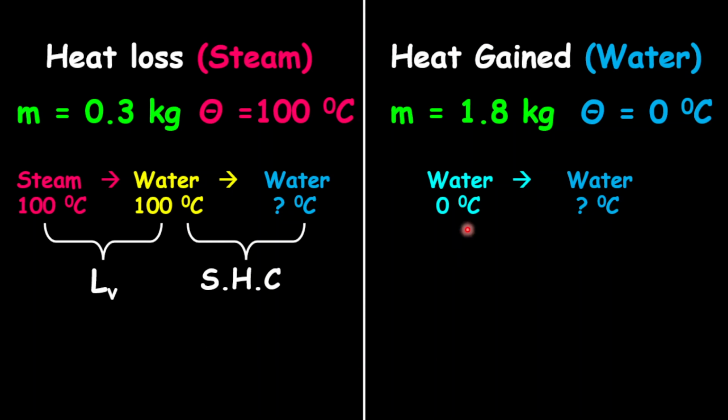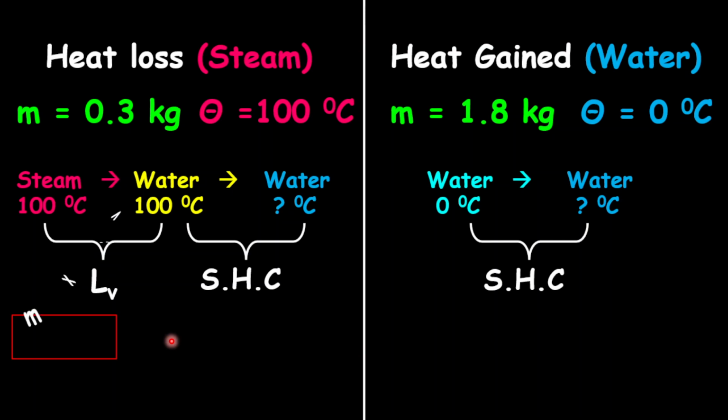Now, let's jump over to water. What is at 0 degrees Celsius? It will increase to a new temperature that we don't know, but what we know, the temperature will change. So therefore, we can also apply our specific heat capacity concept at this point. Now, once we have that, we can determine our formulas. So the formula for the latent heat of vaporization will be given as the mass multiplied by the value for latent heat of vaporization of water or steam.